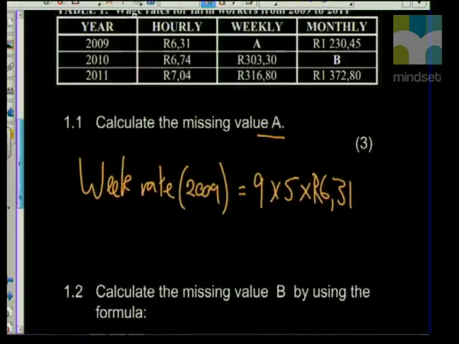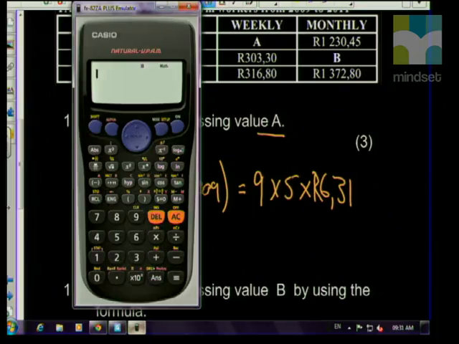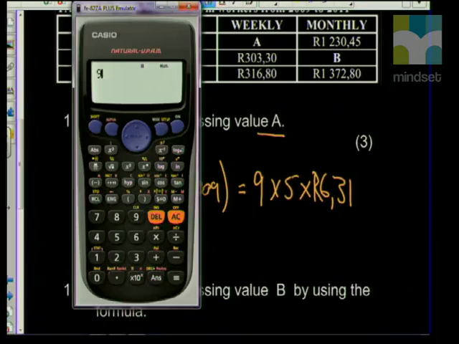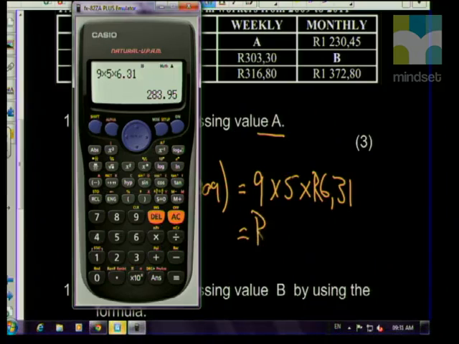Now, I'm not going to even attempt to do that in my head. It'd be really foolish. Let's get the calculator out. We're going to put in 9 times 5 times that value of 6,31, and that gives us, in a decimal format, 283 Rand and 95 cents. So let's write that down, 283 Rand and 95 cents.